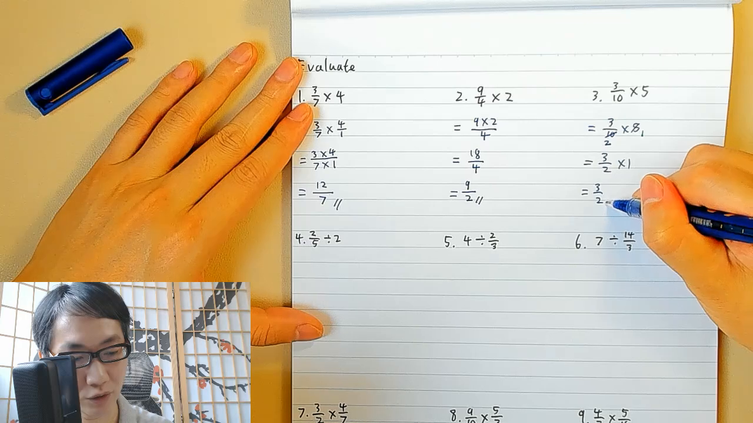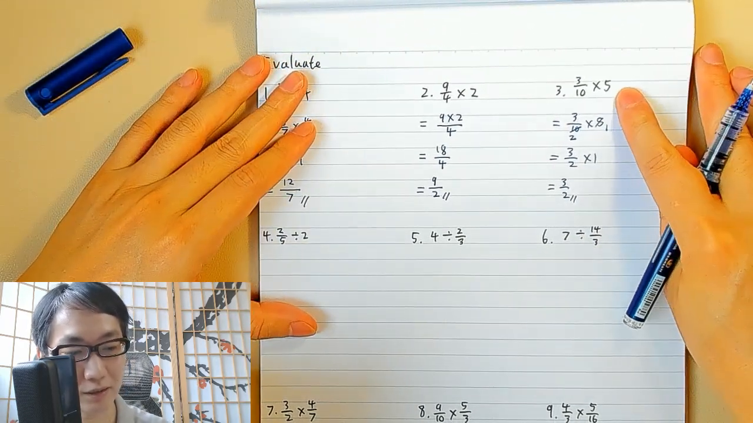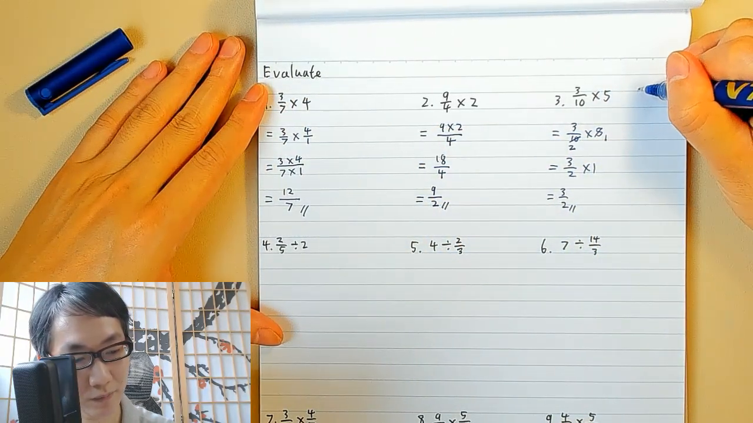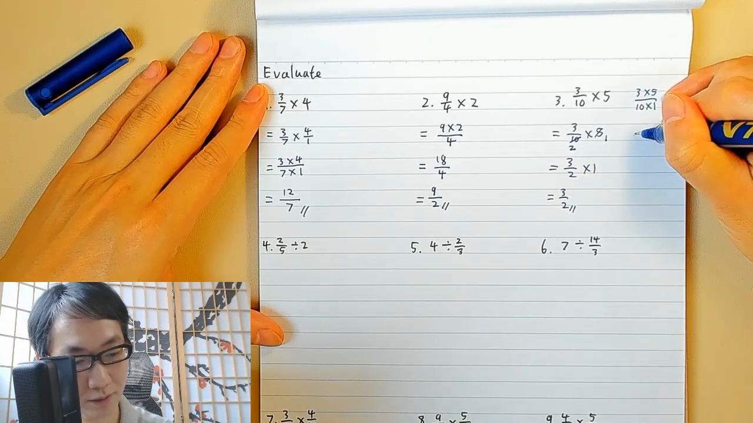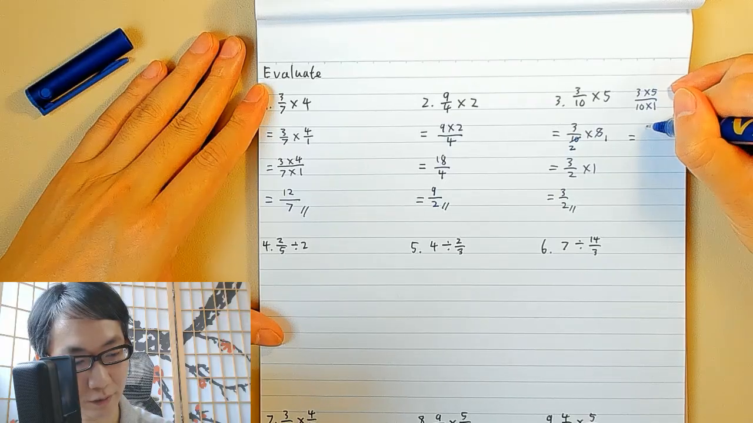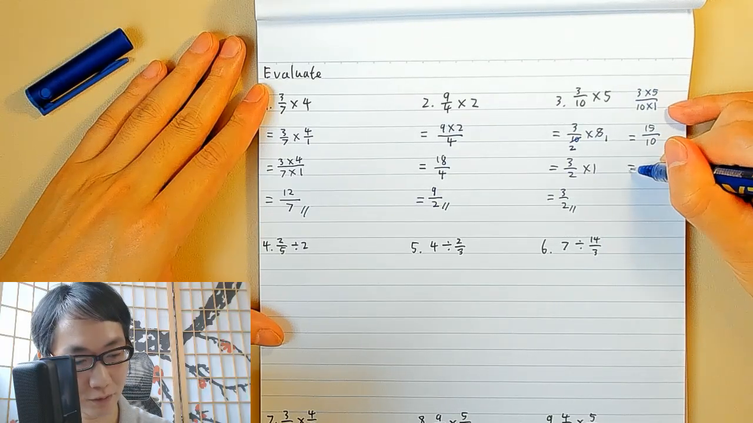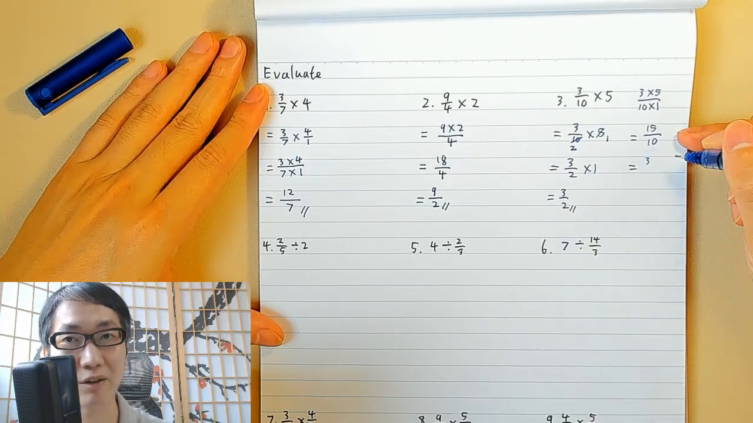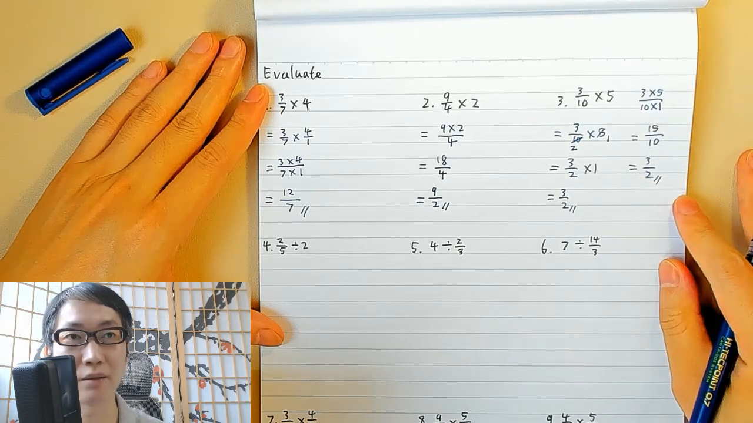So why can we do this? Let's say we don't do it like this, and we do it normally, like in the previous methods. So this will be 3 times 5 over 10 times 1, which will be 15 over 10. Both of them have a factor of 5. So 15 divided by 5 is 3, and 10 divided by 5 is 2. And we arrive at the same answer, 3 over 2.